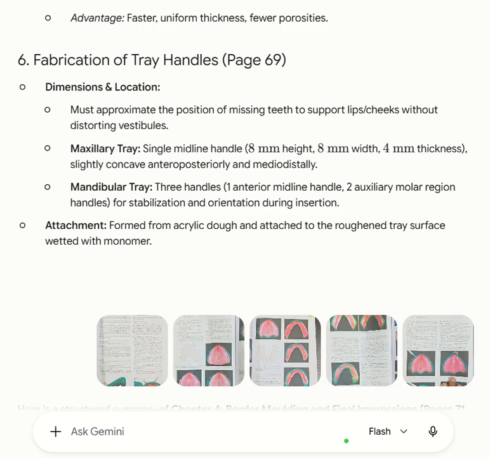cheeks without distorting vestibules. Maxillary tray: single midline handle, 8 mm height, 8 mm width, 4 mm thickness, slightly concave antero-posteriorly and mesiodistally. Mandibular tray: 3 handles, 1 anterior midline handle, 2 auxiliary molar region handles, for stabilization and orientation during insertion. Attachment: formed from acrylic dough and attached to the resin tray surface wetted with monomer.